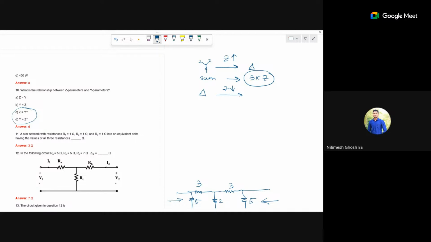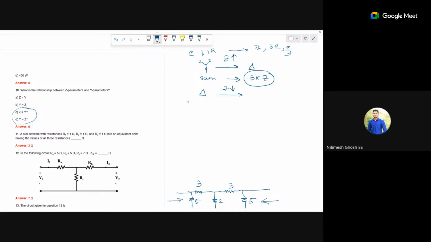Remember, for resistance and inductor it will be the same, but for the capacitor it will be different. In the next session I will tell you that difference. You have to be careful about the values in capacitor. For L and R, it will be 3L and 3R, but for the capacitor, it will be C by 3.